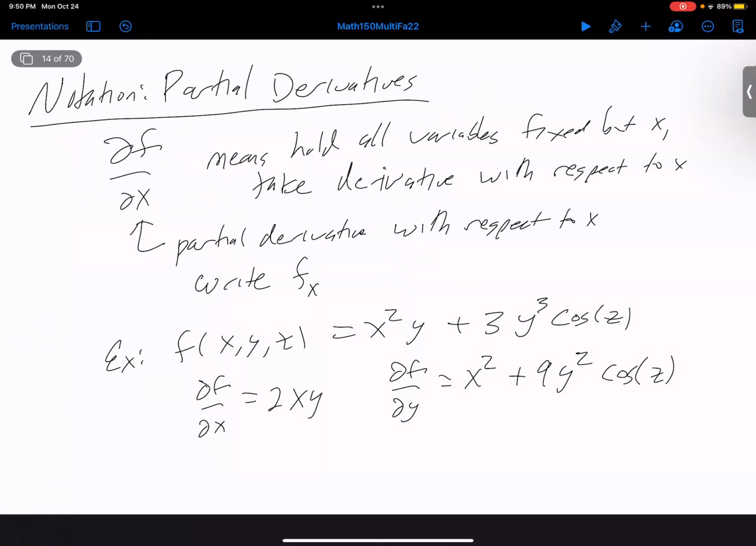So if I give you the function f of x, y, z, say x squared y plus 3y cubed cosine z, when I take the partial derivative with respect to x, df/dx, that means consider y and z constants.